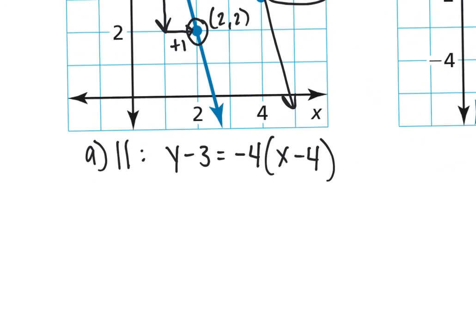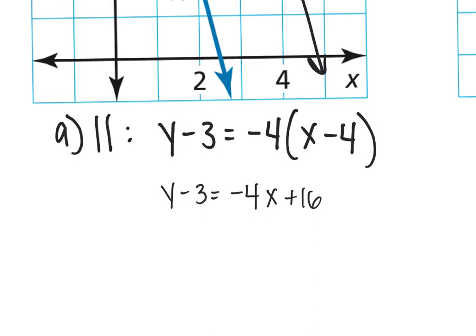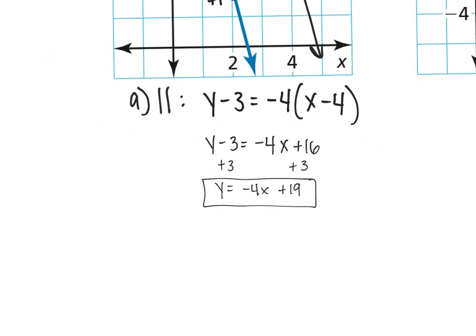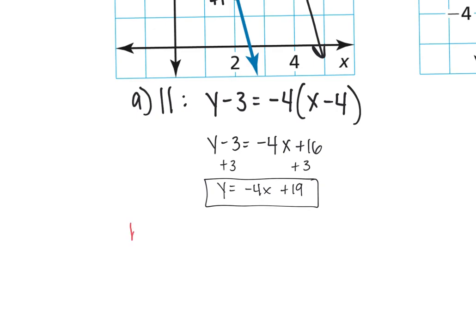What do I do next in this problem? Gabby? Distribute the -4. Booyah. Distribute the -4, so I get y minus 3 equals what? Very good, -4x plus 16. Now, Seth, this is not in slope-intercept form. What's the last thing? Add 3 to both sides. So you should have gotten y equals -4x plus 19 for the line that's parallel to this one. How many people got that for A? Good, okay?